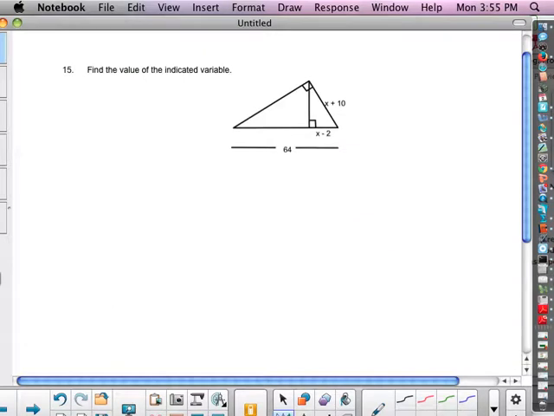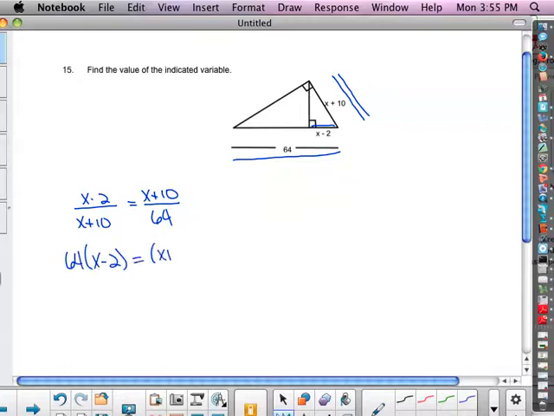Last problem. Number 15, you have to find the value of X. You're given a right triangle. Hopefully you recognize that this X plus 10 is the geometric mean. So you have X minus 2 is to X plus 10, as X plus 10 is to 64. Cross multiply, you'll get 64 times X minus 2 is equal to X plus 10 times X plus 10.